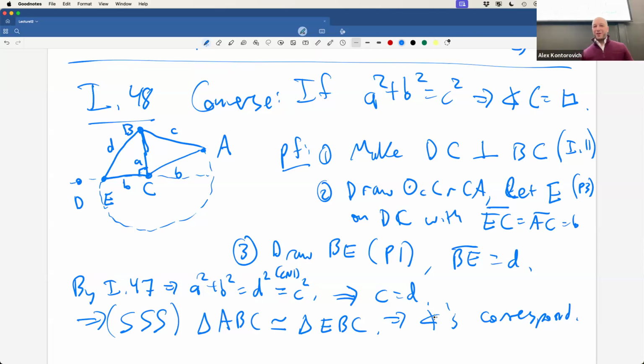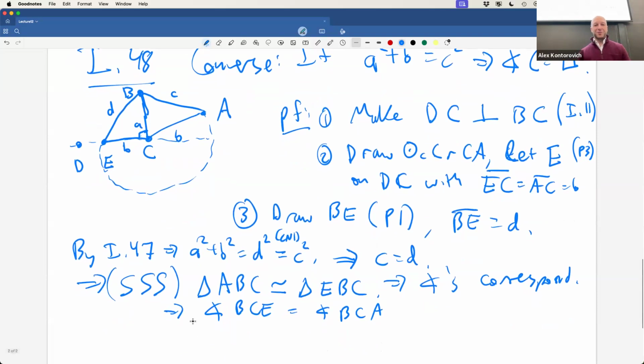But you see, so now we have the angles correspond, and so BCE is equal to BCA. So the angle at BCE is equal to the angle at BCA, and BCE by construction is a right angle. We constructed it to be a right angle. This one is a right angle by construction. And all right angles are equal.